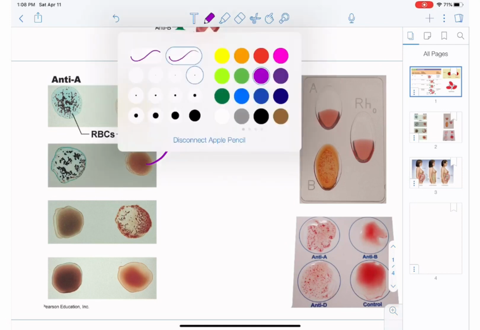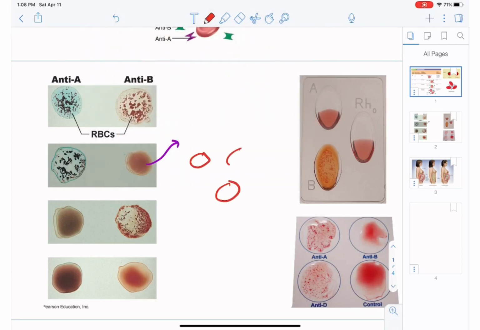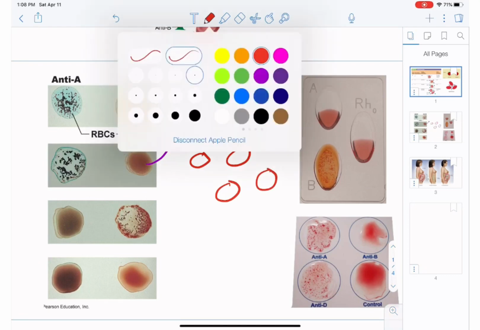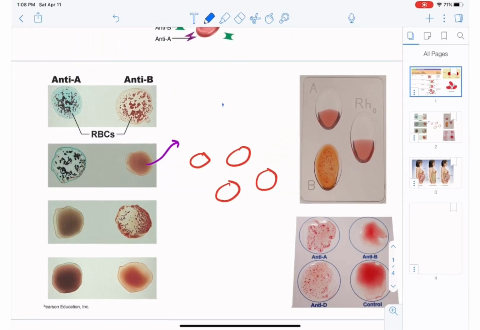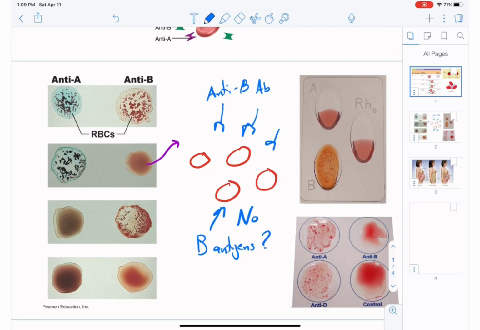What about this second drop of blood here? This second drop of blood, they added anti-B antibody. And did we get an agglutination reaction? The answer is no. So what does that tell you about these red blood cells here? Are there B antigens on that red blood cell? And again, the answer is no, because if there were, you would have gotten an agglutination reaction, and that's not what we're looking at here. So is this person a type B blood? The answer is no.